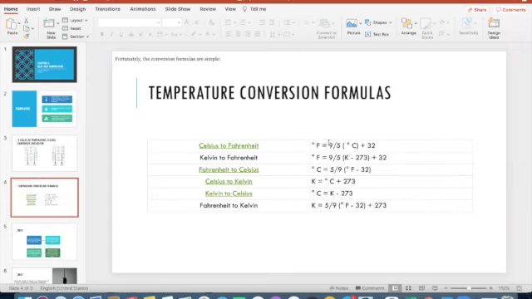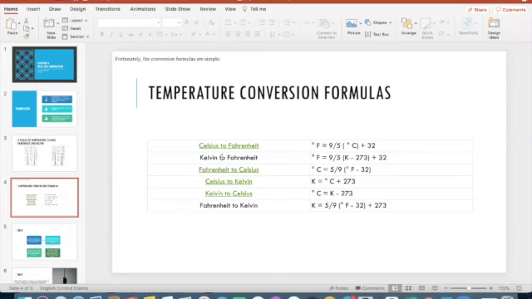Make sure when you're doing these formulas that you're using order of operation. If you remember PEMDAS or please excuse my dear Aunt Sally, that's your parentheses, your exponent, your multiplication and division, and then you're adding and subtracting. Anytime you're using these conversion formulas, make sure you're following the order of operation rules.